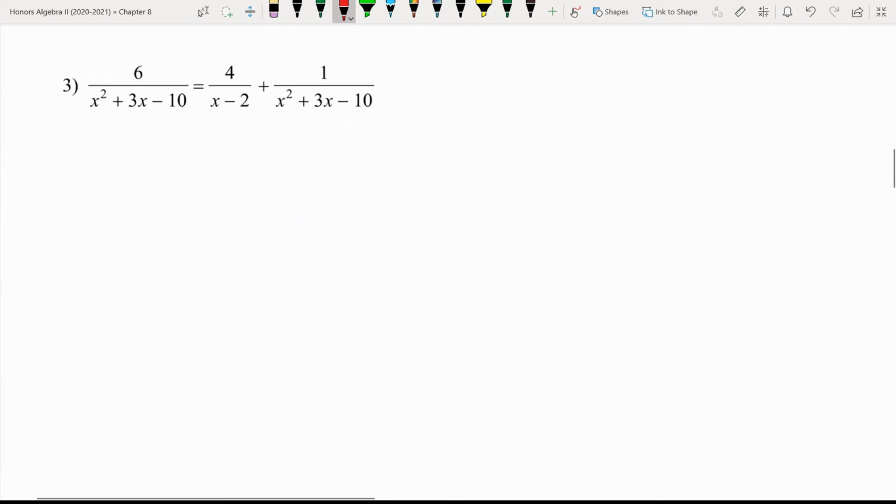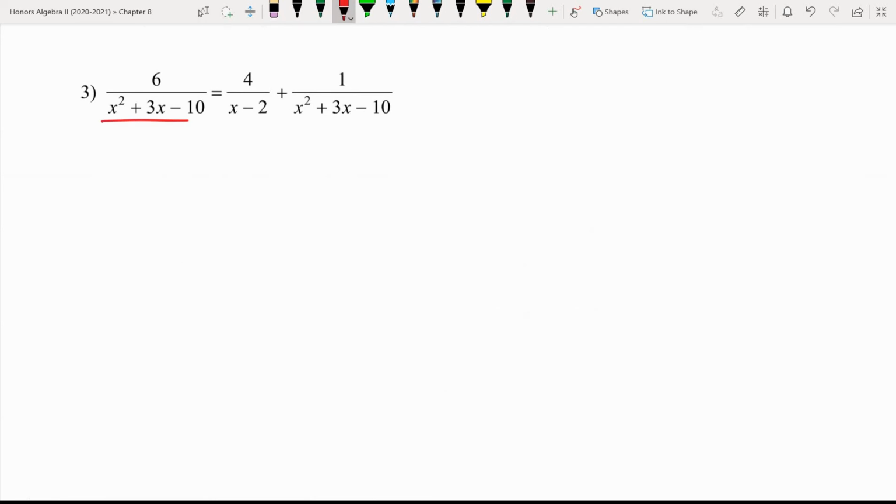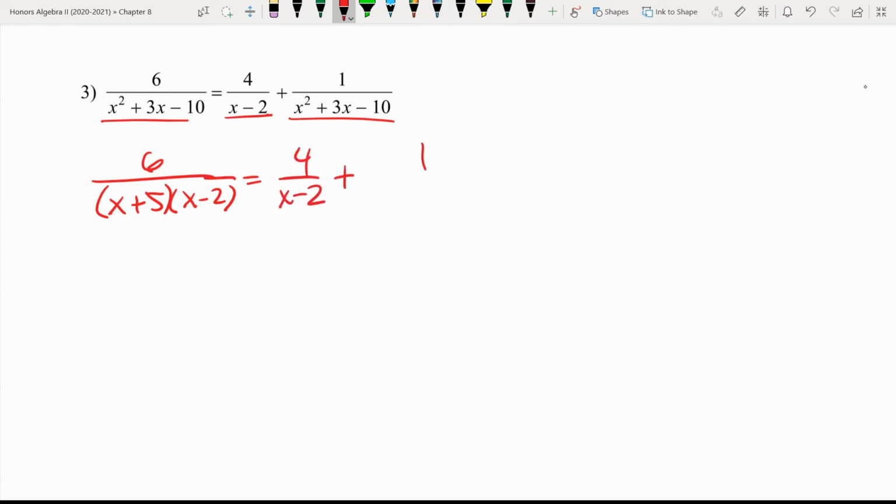All right, this one here, you need to factor first. So notice these are both exactly the same. So factor one, you factor the other one. This factors to x plus 5, sorry, x plus 5 and x minus 2. x plus 5, x minus 2. That should have given me a hint right there. Equals 4 over x minus 2 plus 1 over x plus 5, x minus 2.